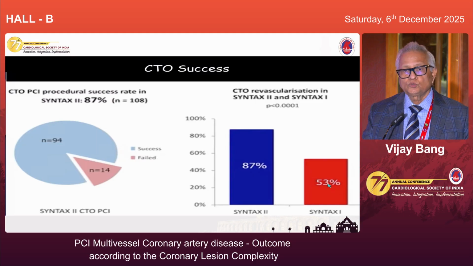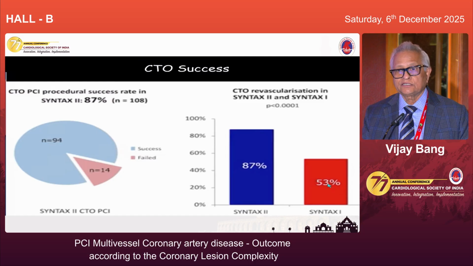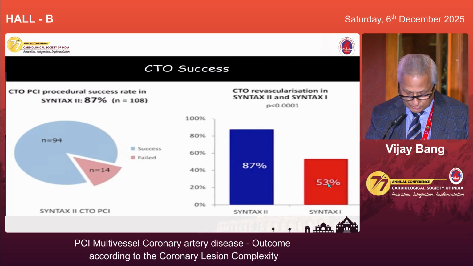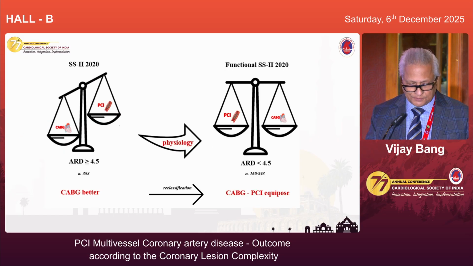Now, SYNTAX 2 score has revealed, when CTO is compared in SYNTAX 1 and SYNTAX 2, SYNTAX 2 has an 87% success rate, whereas 53% in SYNTAX 1. So it's a remarkable difference because of understanding of the entire subset in a proper perspective.